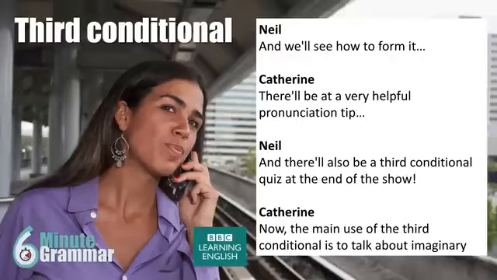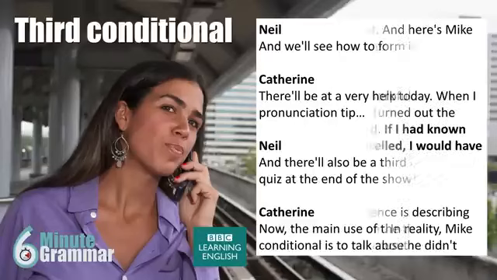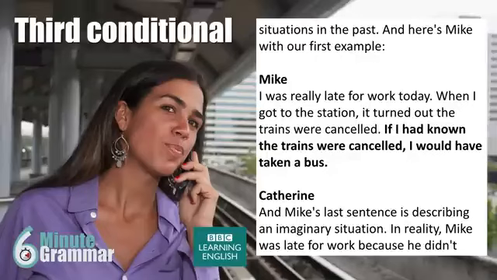Now, the main use of the third conditional is to talk about imaginary situations in the past. And here's Mike with our first example. I was really late for work today. When I got to the station, it turned out the trains were cancelled. If I had known the trains were cancelled, I would have taken a bus.